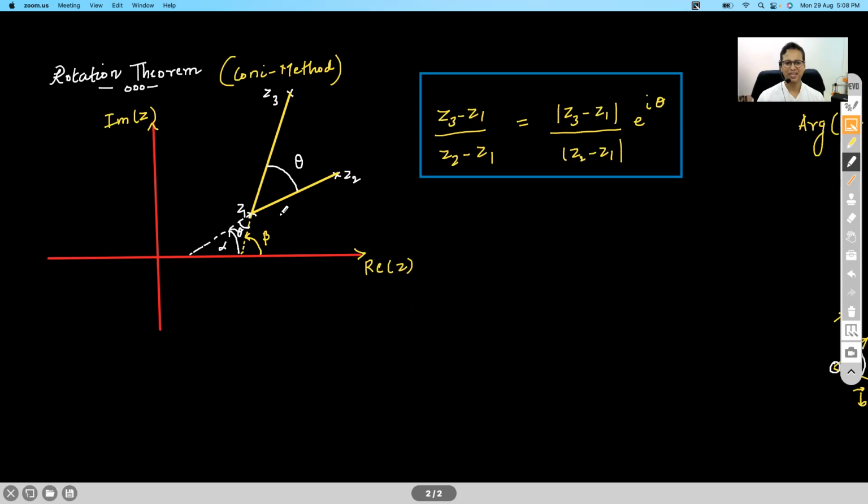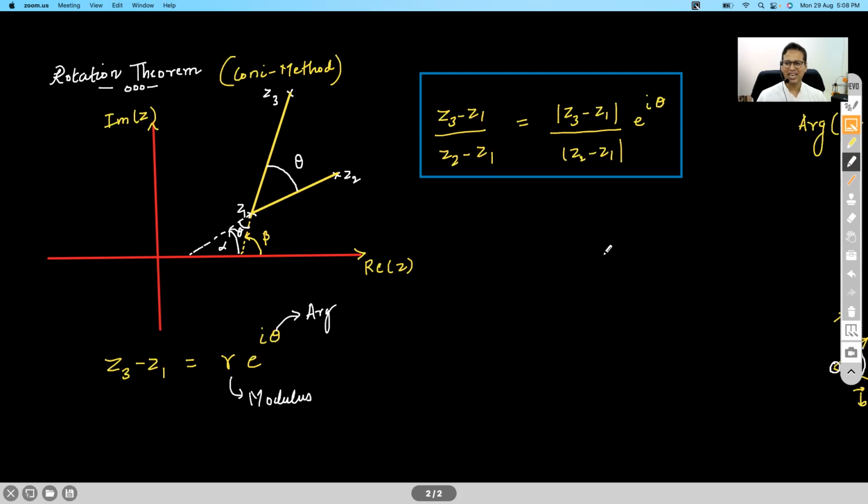Fine. Now, let us write down Z3 minus Z1 in the Euler's form. Now, whenever you write a complex number in the Euler form, what do you write it as? R e to the power I theta, right? Where R is what? The modulus, correct? And theta is what? The amplitude or the argument, isn't it?